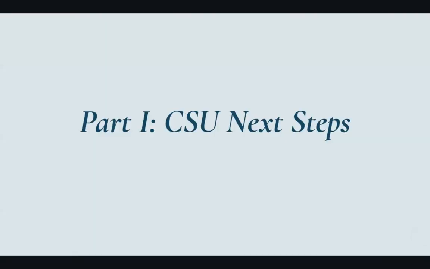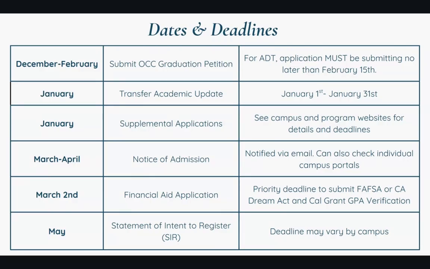Part 1 is the Cal State application next steps. These dates and deadlines are for fall transfer applicants. However, if you are applying for the spring semester, you can always connect with the OCC Transfer Center counselors or our website for more information. If you are earning a degree or certificate from OCC, you want to make sure that you're submitting your graduation petition between December and February. If you are getting an associate's degree for transfer, applicants must have their application for graduation submitted no later than February 15th.